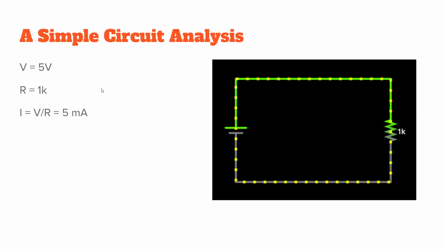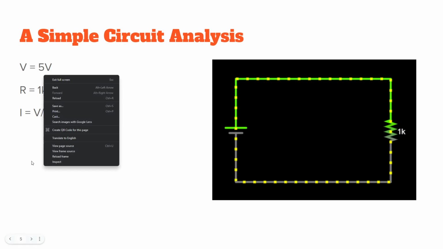So we can do a pretty simple circuit analysis here. V is 5 volts. By V, I mean the voltage of this source. And we have R is 1,000, so that's this resistor over here. So this is an example of a schematic, a little circuit that basically shows us what's going on.